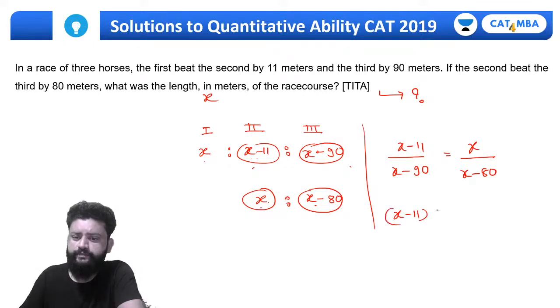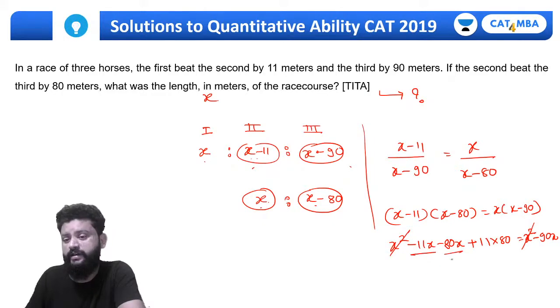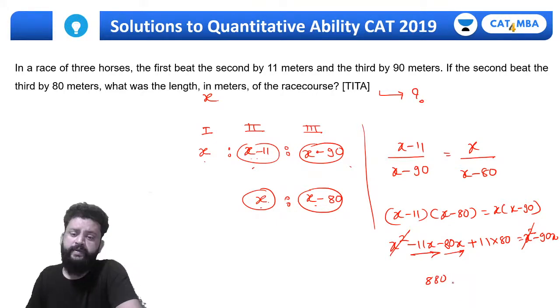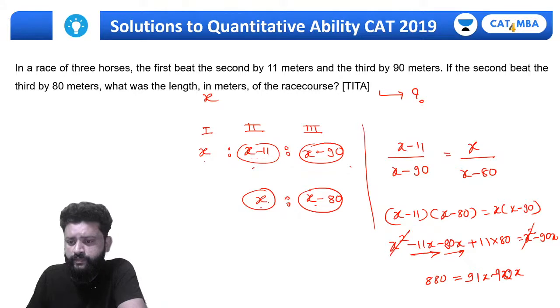x minus 11 into x minus 80 is equal to x into x minus 90. So this is x square minus 11x minus 80x plus 11 into 80 will be equal to x square minus 90x. x square gets cancelled. 11 and 80 is 91. Take it to the right hand side, so 880 is left on the left side. So 880 must be equal to 91x minus 90x. Yes, so x has to be 880 meters.